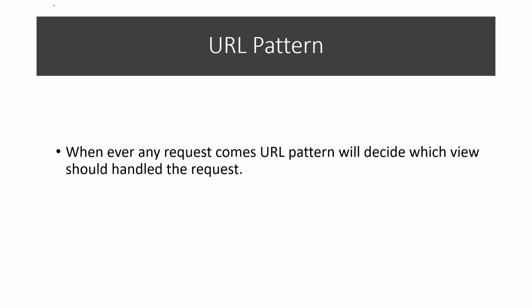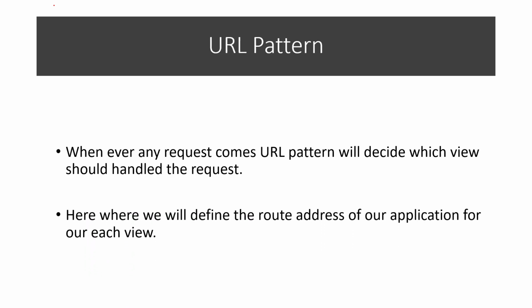Now let's take a look at URL pattern. Whenever any request comes in, the URL pattern will decide which view should handle that request. Here we will define the root address of our application for each view. Whenever a user enters our application URL, the request will come into the URL pattern first. We will write all our URL patterns in the view.py file. In our upcoming video, let's see how we implement these concepts.